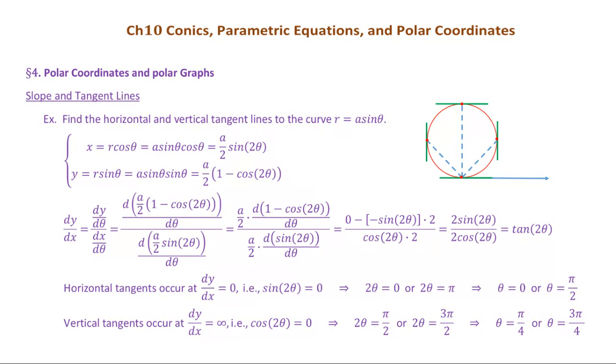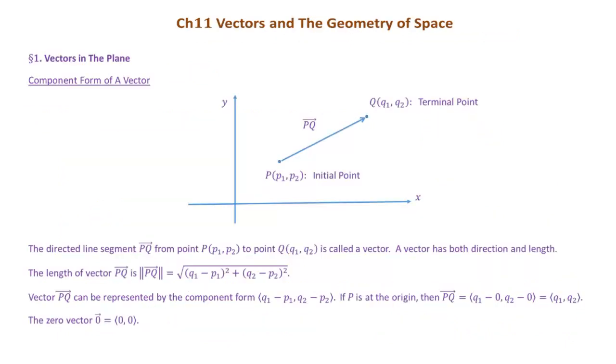So we just completed chapter 10. We're going to go to the next chapter, chapter 11, if you don't have any questions. We're going to do 11.1 now. So we have a few pages. Okay, so chapter 11 is vectors and the geometry of space.